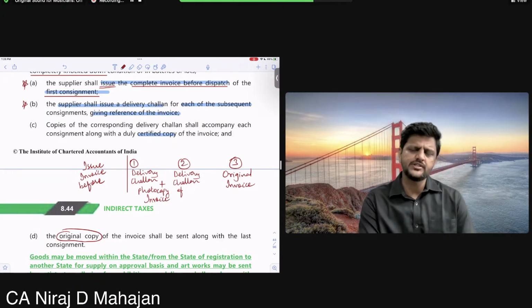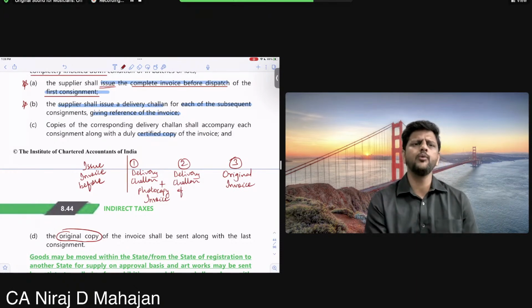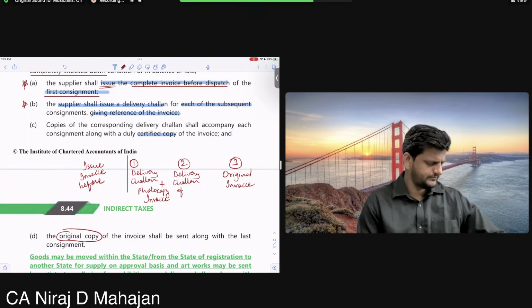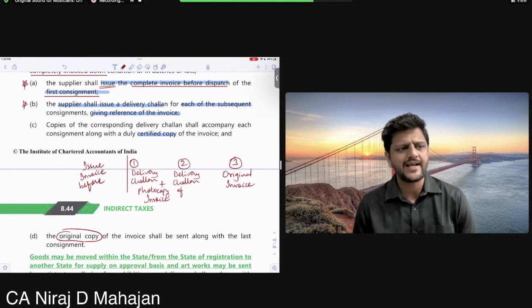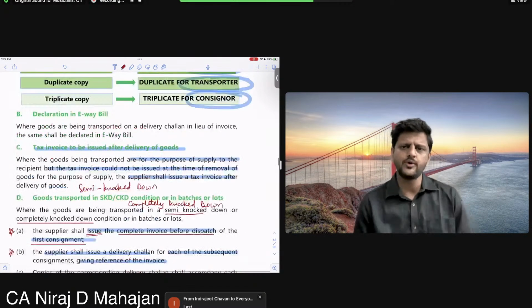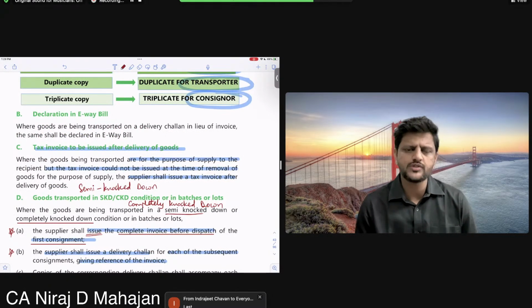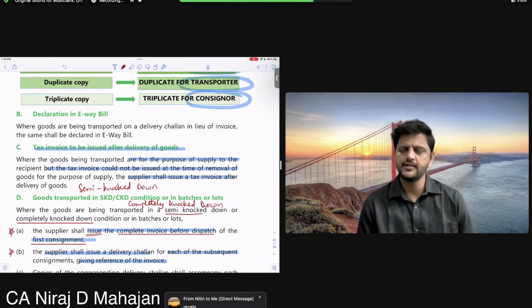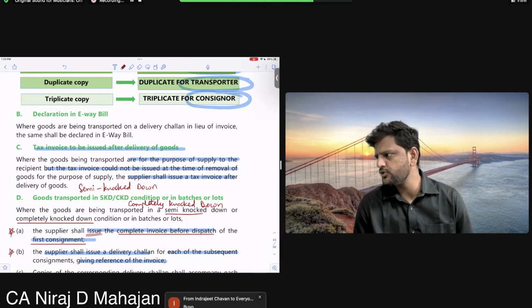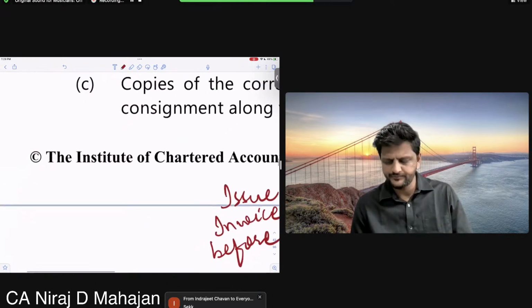You issue tax invoice in triplicate. This much you have done. Original is for whom? Recipient, buyer, correct. Duplicate for transporter, correct. And your third one for self. Clear till here? Correct. So you have generated or created.